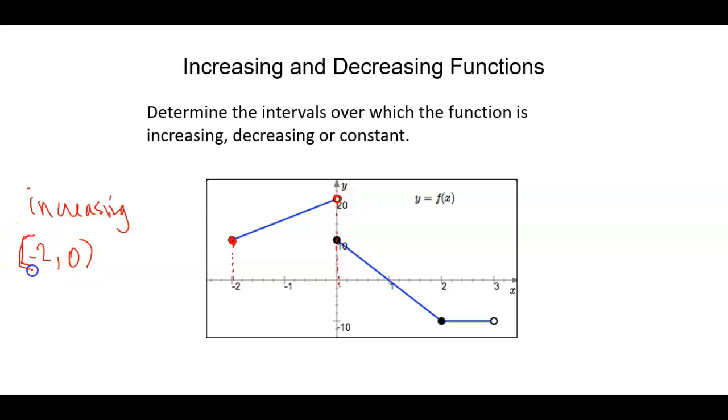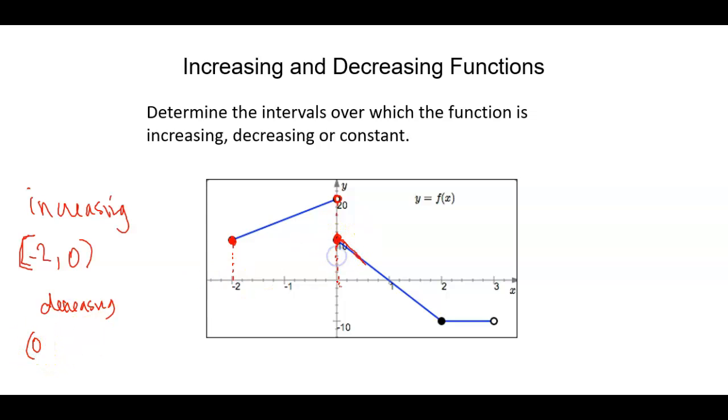Notice I did the square bracket on the filled in circle and the round one on the open circle. At that point, it hops down here at the x value of 0, and then it starts heading downhill. So this is decreasing, oh, I forgot my C. It's decreasing from x equals 0.